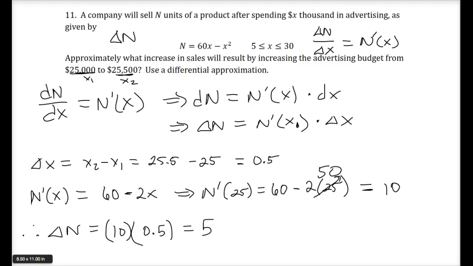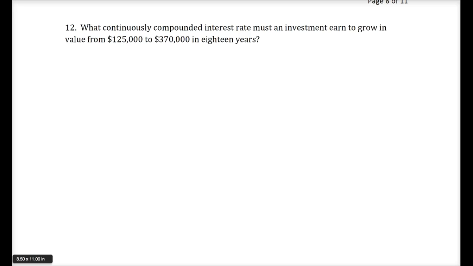All right, let's move on to question number 12. All right, so question number 12 says, what continuously compounded interest rate must an investment earn to grow in value from $125,000 to $370,000 in 18 years?